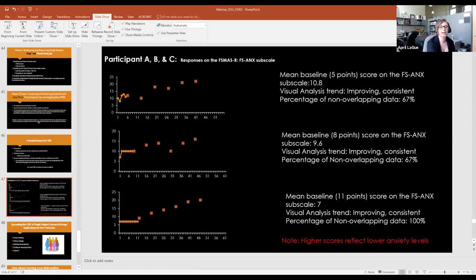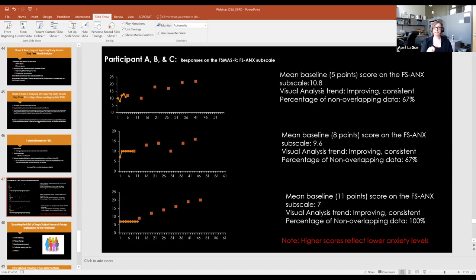Visual analysis trend, we're going to discuss the visual analysis trend. And that was improving. We call that improving and consistent. So just looking at that data, we call it improving and consistent. And then we calculated the percentage, the PND. And that was 67%, which is good. So again, you can visually see the data, but you can also show the number of PND, 67%.